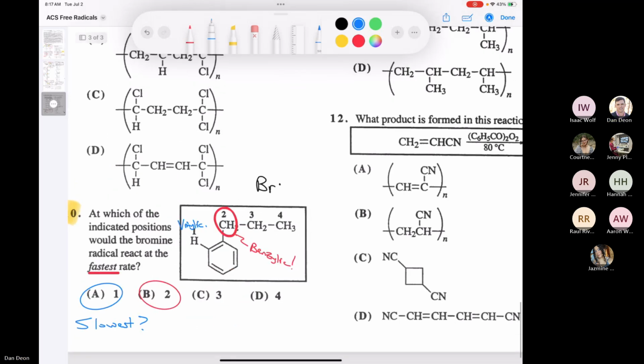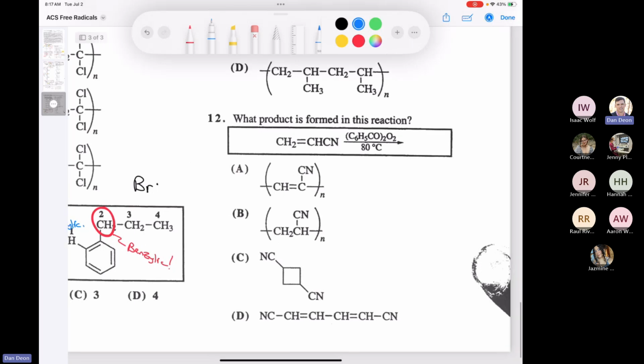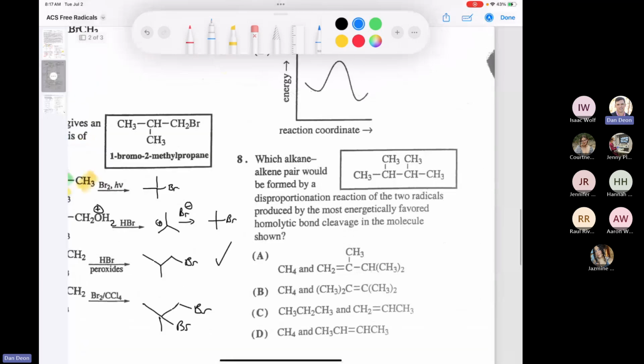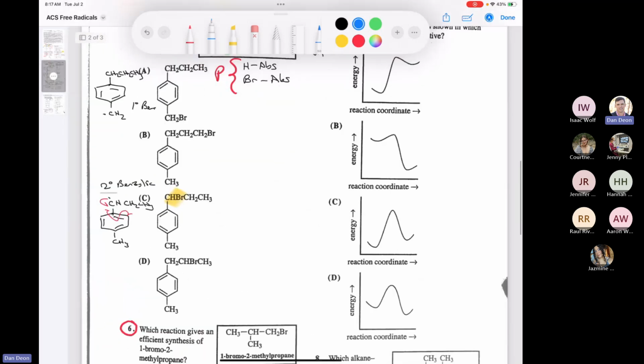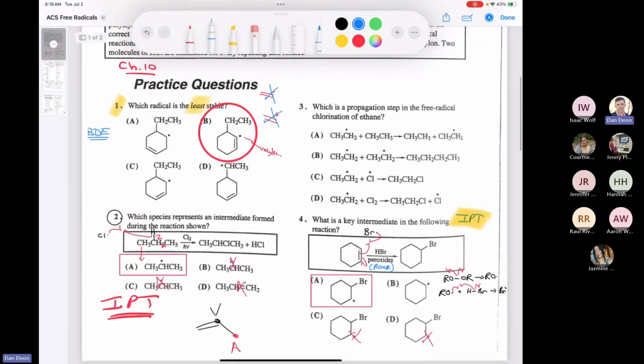All right. So number 12, I'm not going to do that one because we didn't cover polymers. Let me go back here. Let's see here. I'm just looking through all of them just to make sure there's no stone unturned.